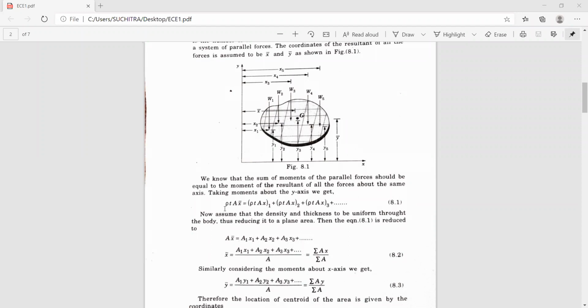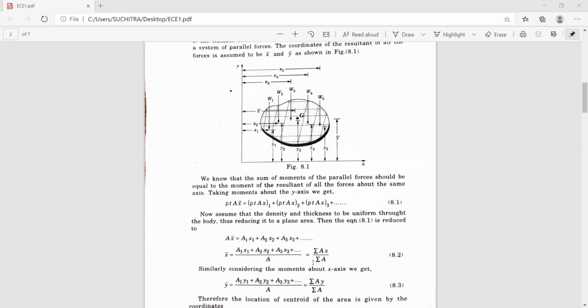Throughout, we can neglect rho and t, and only the area remains in the moment equation. Now A x bar is equal to A1 x1 plus A2 x2 plus A3 x3 plus ... An xn. So now we want the coordinate distance with respect to the x-axis. That is, x bar is equal to A1 x1 plus A2 x2 plus A3 x3, divided by the total area of the figure.